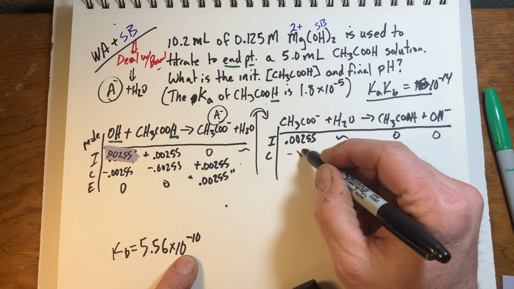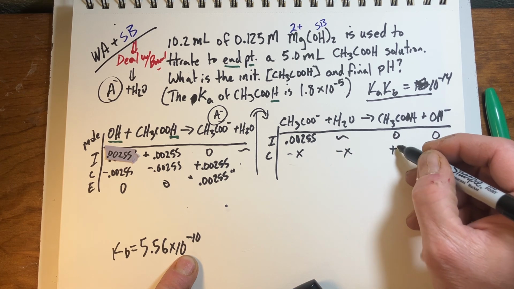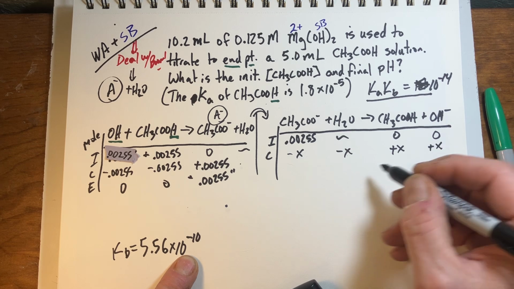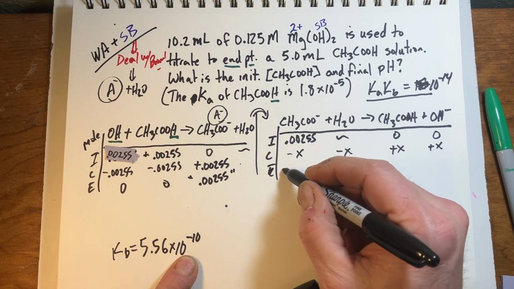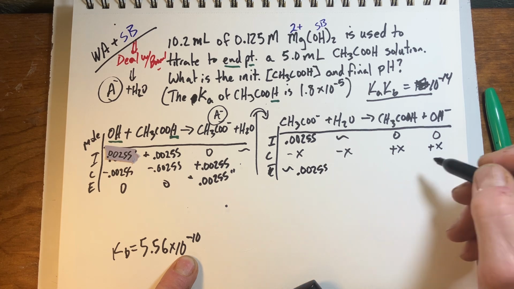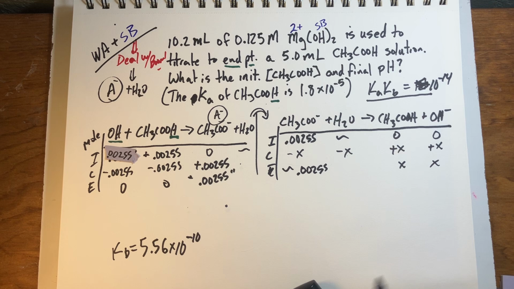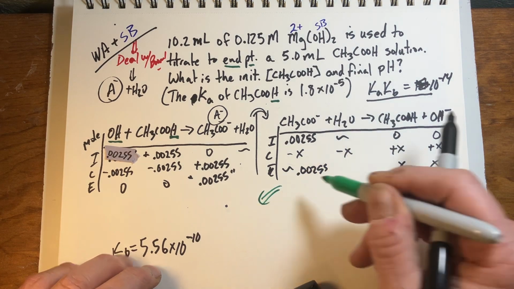So we can say X is really small, minus X. We don't care for water, but we do care for these two. So we can now say at equilibrium, it's roughly going to still be 0.00255 moles, and we'll have X moles and X moles with this. Now we're ready to go to our law of mass action.